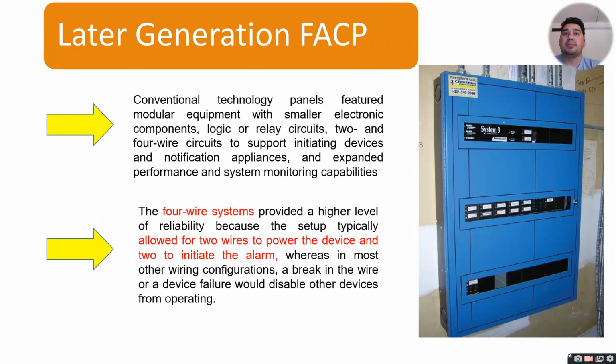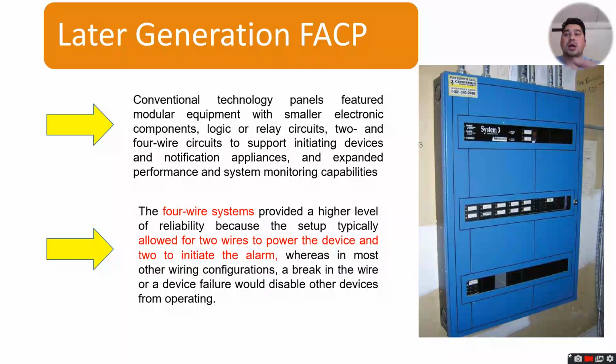After then, there were some other changes. Later generation FSCP conventional technology panels featured modular equipment with smaller electronic components and logic or relay circuits, 2 and 4 wire circuits to support initiating devices and notification appliances, and expanded performance and system monitoring capabilities. 4 wire systems provide a higher level of reliability because the setup typically allowed for 2 wires to power the device and 2 to initiate the alarm.